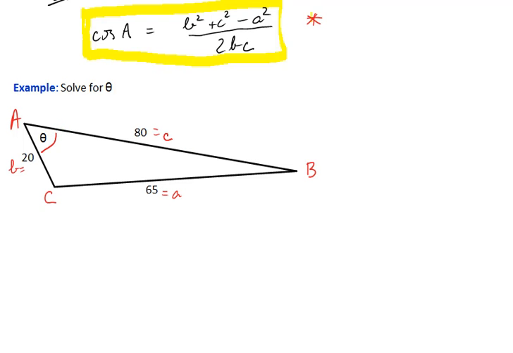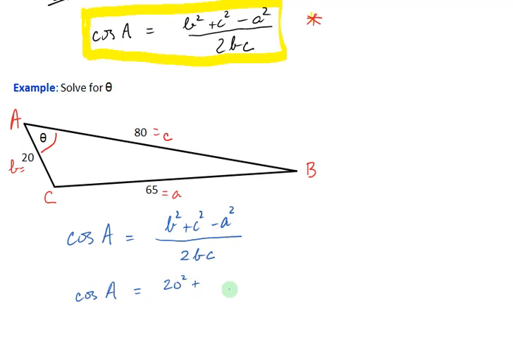Well, the formula is right above, so I'll just copy it down. Cosine of angle A is equal to the fraction b squared plus c squared minus a squared over 2bc. So the cosine of angle A must equal 20 squared plus 80 squared minus 65 squared over 2 times 20 times 80. So we have to calculate what that is.